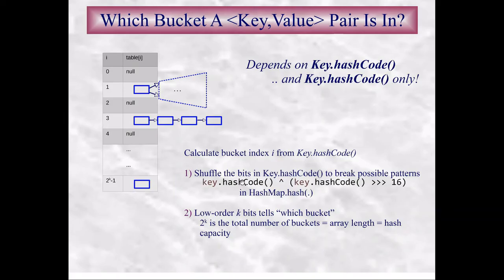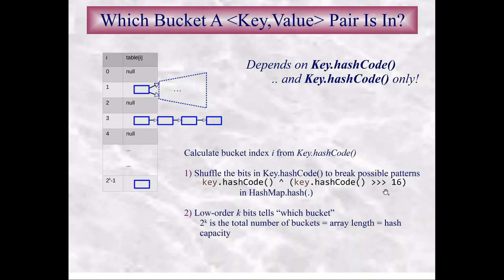Here's how it does it. It first shuffles the bits around a bit to break any possible patterns, because if the same or similar hash codes keep coming in, they all go into the same bucket or the same set of buckets. There'll be collisions, which isn't desirable. So it first shuffles the bits around in a deterministic way. It isn't just some random shuffling. This is what it does.